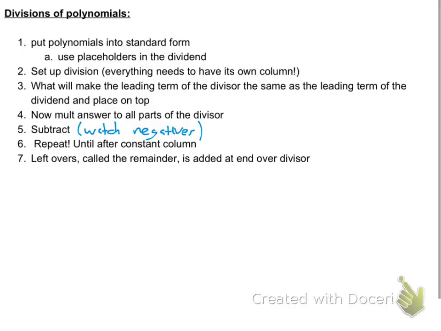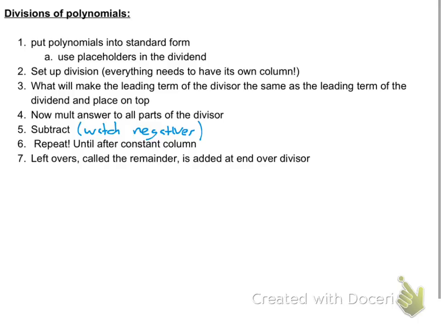So you've got division of polynomials. Number 1, put the polynomials into standard form. It's important. What is standard form? It's a polynomial from highest to lowest powers. And if we're missing something, we need to have a placeholder.